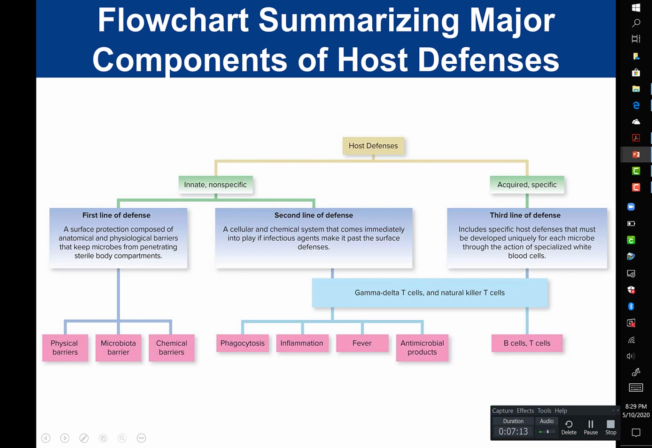We have physical barriers, like skin, that protect against entry into the body. We're going to talk about how your microbiota acts as part of your first line of defense by simply competing with pathogens' access to the body. And we will talk about chemical barriers as well, non-specific chemicals that the body produces that make the body able to fight or prevent pathogens from getting in.